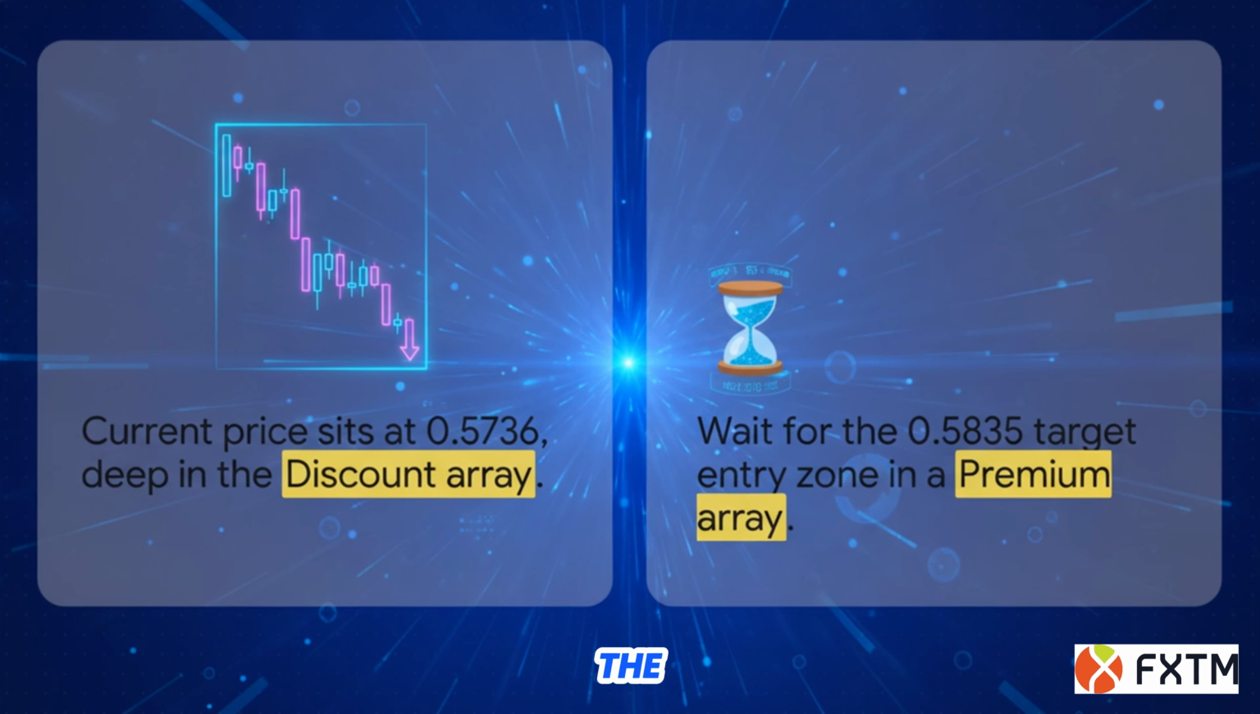Look at where we are. The current price is sitting all the way down at 0.5736. We are deep in a discount array. As a professional, you must absolutely resist the fear of missing out. Do not FOMO sell down here at a discount simply because the momentum looks heavy. Smart money does not sell at cheap prices, they sell at a premium.